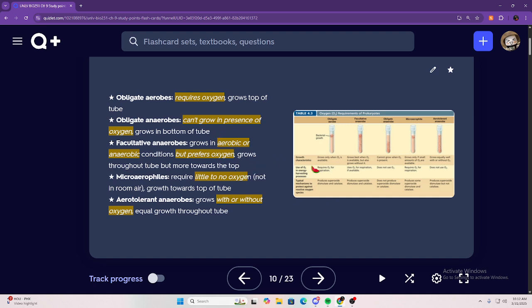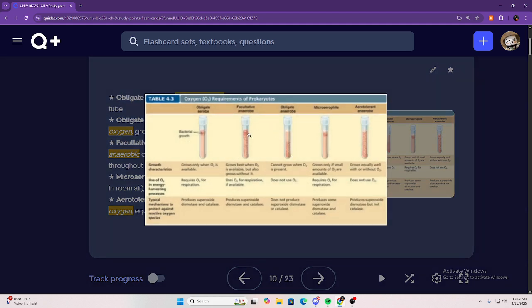Facultative anaerobe. So basically, a facultative anaerobe grows in the presence of oxygen or without oxygen, but it prefers oxygen. So what we'll see is that there will be growth because it prefers oxygen, right? So more growth at the top, but there will be growth throughout the rest of the tube.